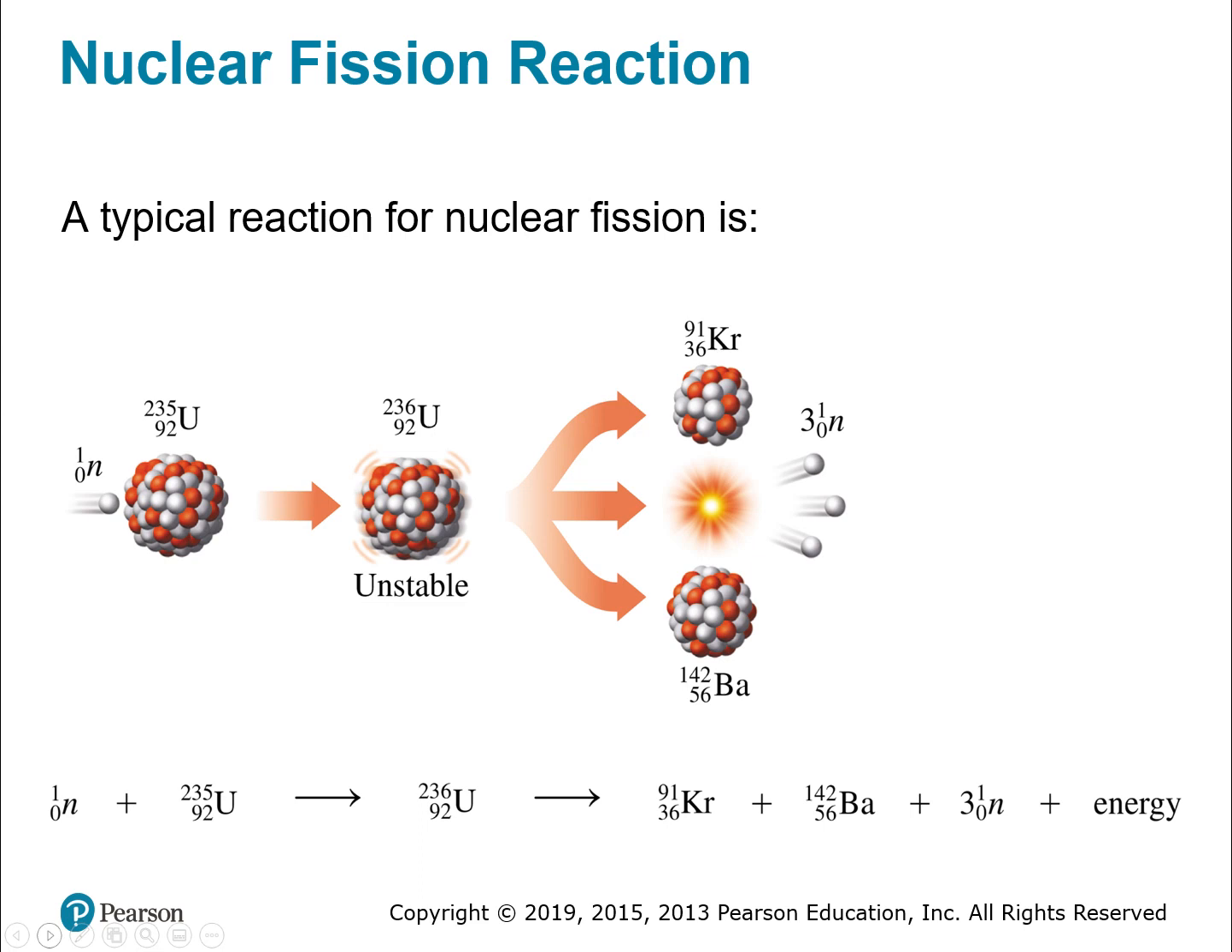This is a depiction of that very same reaction. So you bombard the uranium-235 with a neutron. That nucleus becomes unstable and it wants to release a lot of energy. That's what this little sunburst is. This is energy. You create two different elements and you release more neutrons. These neutrons can then go on and bombard more of that uranium-235. So it is a self-perpetuating reaction.